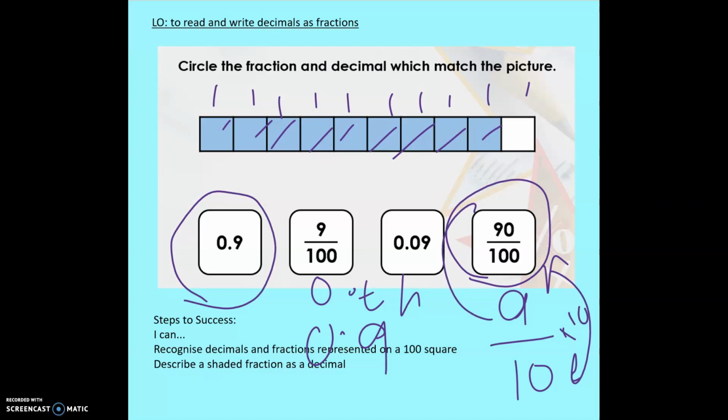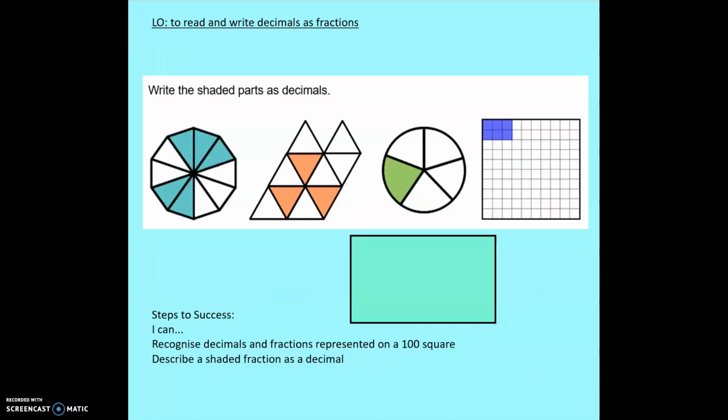And if we do 9 times 10, we get 90, so that definitely must be the right fraction. See if you can have a look at these ones. Okay, write the shaded parts as decimals. See if you can have a go and then come back and we'll go through it together.